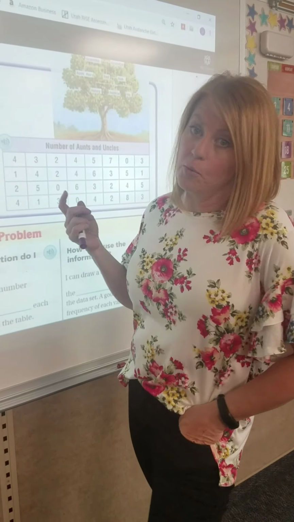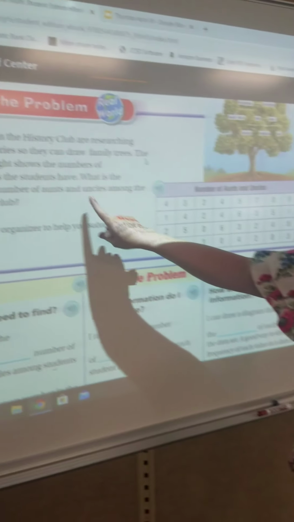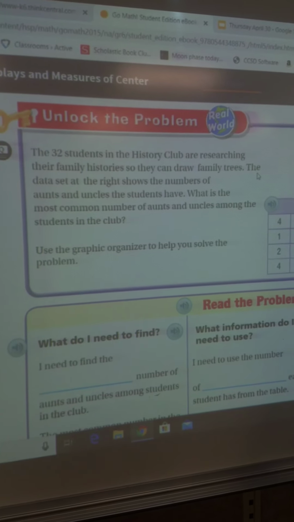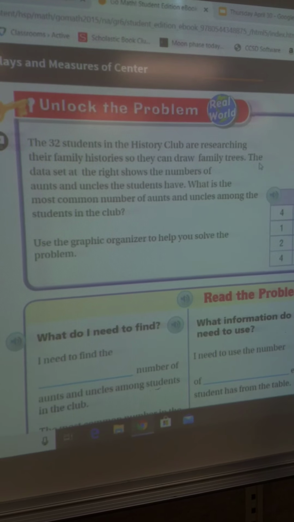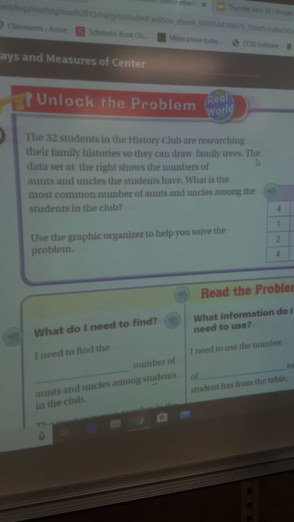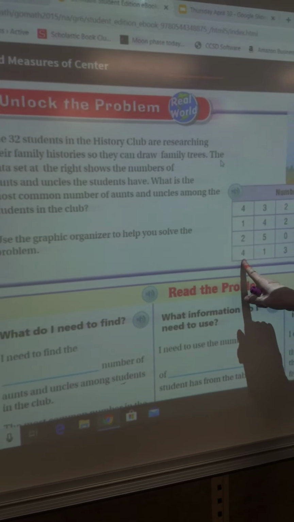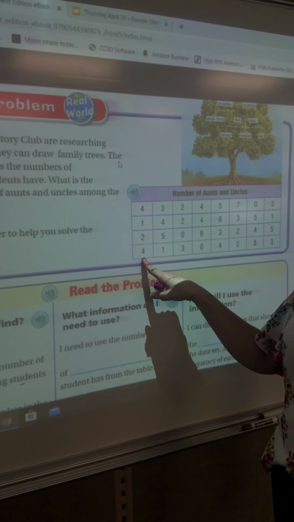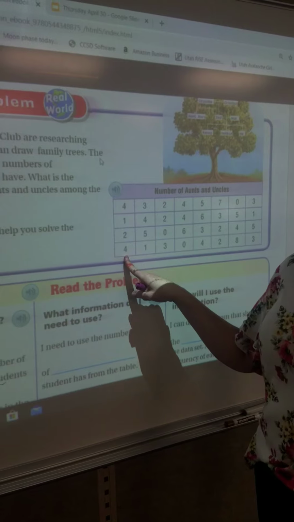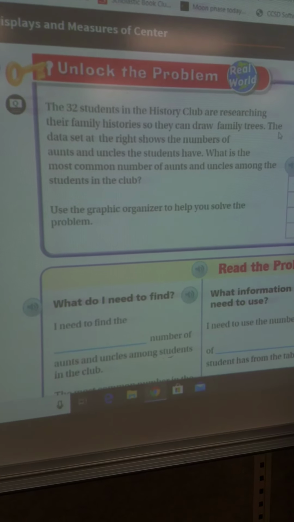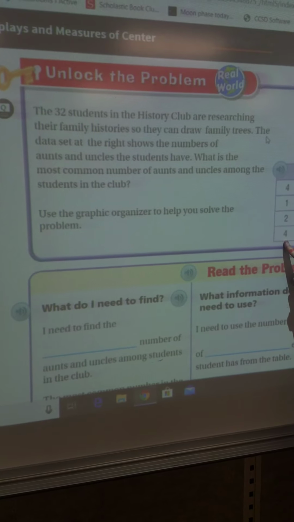On lesson 12.8, our first problem, it says, the 32 students in the history club are researching their family history so they can draw family trees. The data set at the right shows the numbers of aunts and uncles the students have. What is the most common number of aunts and uncles among the students in the club?